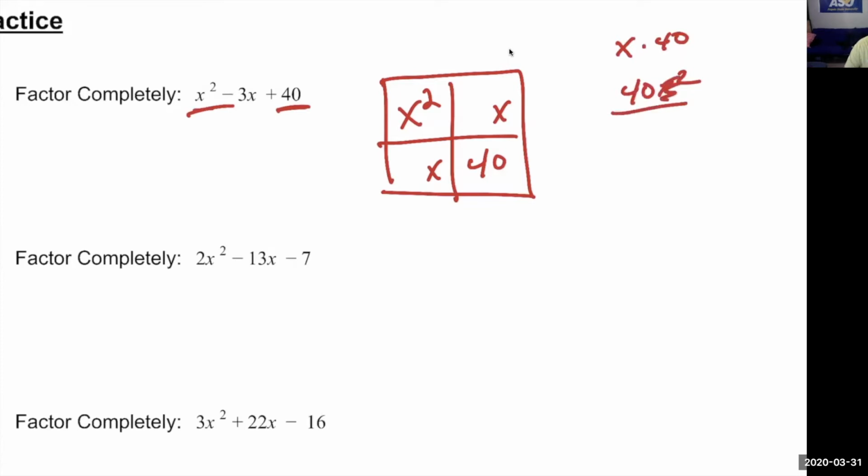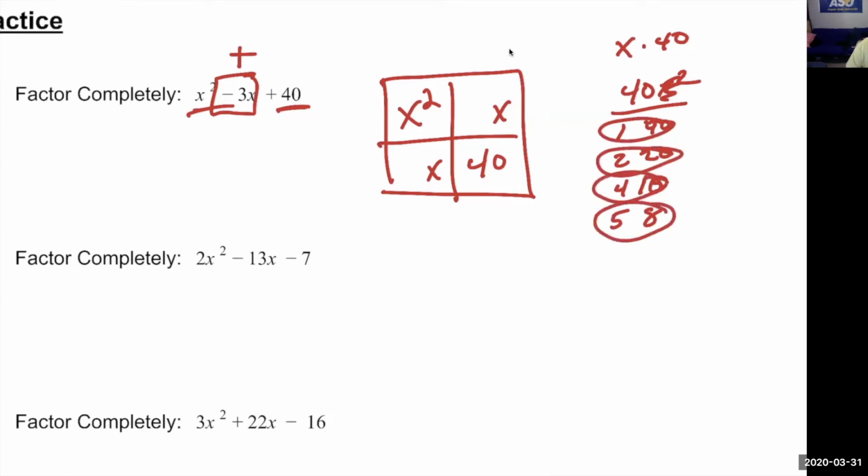The next thing we do is we look at the number 40 and find all the factors of 40, because we want to find the factors of 40 that add up to -3. You can use a calculator trick, or you can use your old school calculator because it lists them all out for you. You have 1 and 40, 2 and 20, 4 and 10, and 5 and 8.